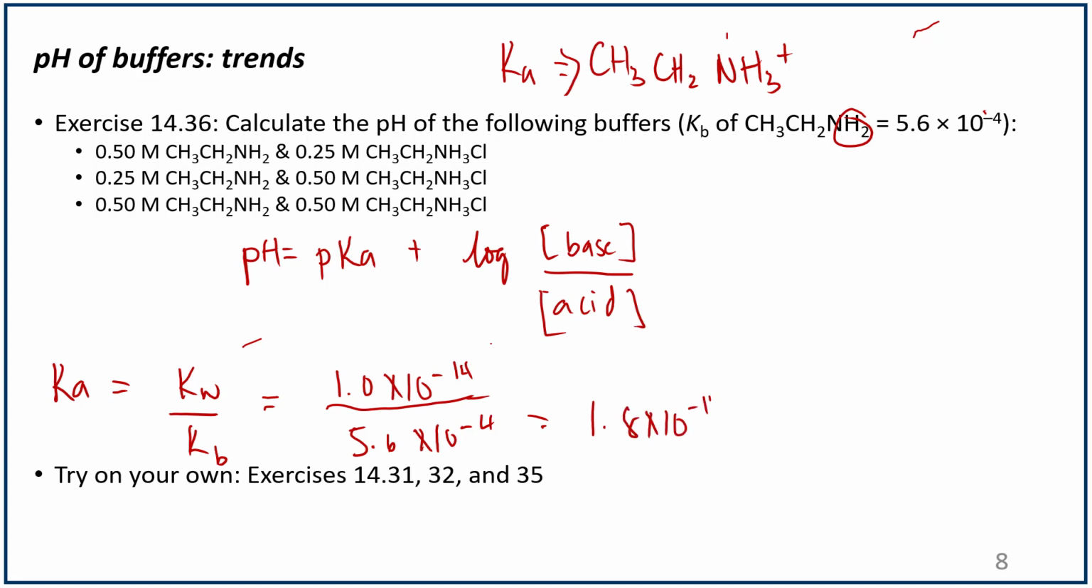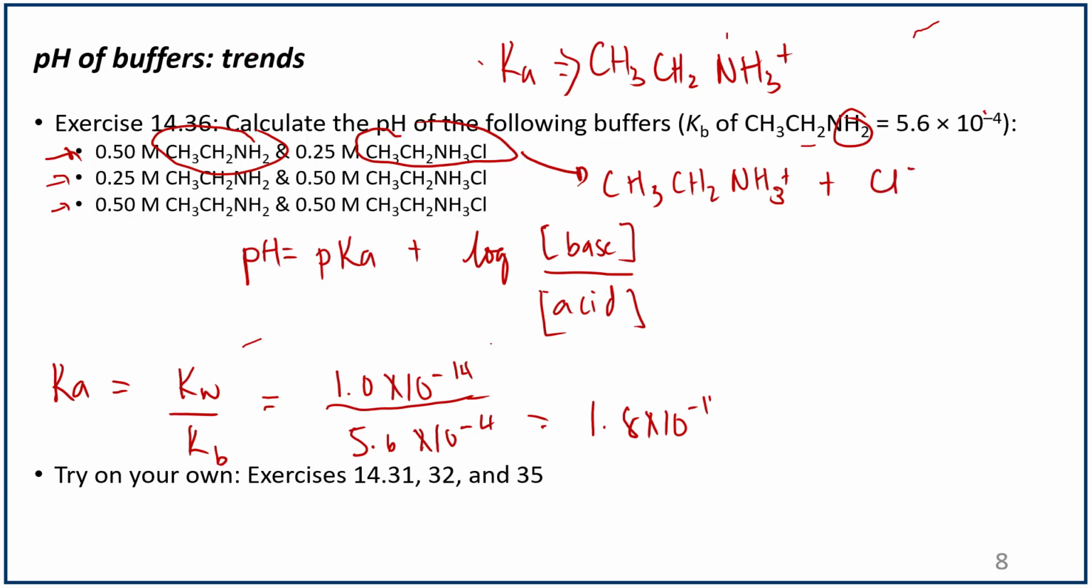Okay, let's check if these three solutions that we're going to calculate today are actually conjugate acid base pairs. So we have ethylamine, and we have here ethyl ammonium chloride. Remember that ethyl ammonium chloride actually breaks up into ethyl ammonium, which is what we just wrote earlier at the top of the slide, plus chloride ions.